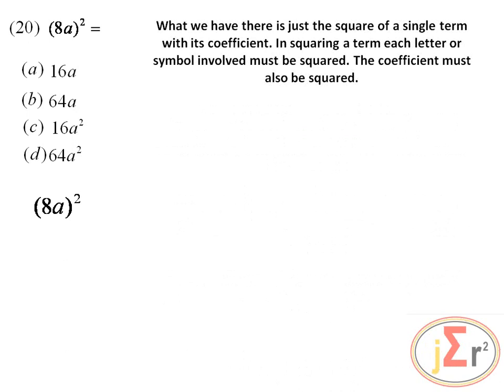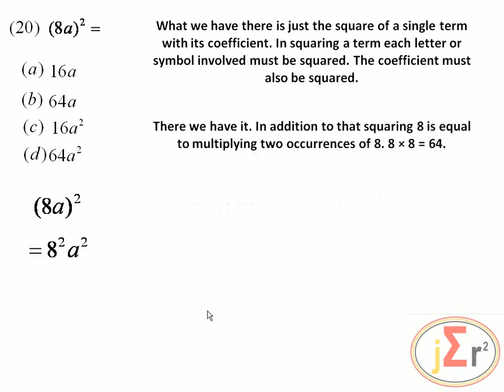What we have there is just the square of a single term with its coefficient. So we have 8a all squared. We are squaring a term with its coefficient. In squaring a number, each letter or symbol involved must be squared. The coefficient must also be squared. So we have 8 squared, a squared.